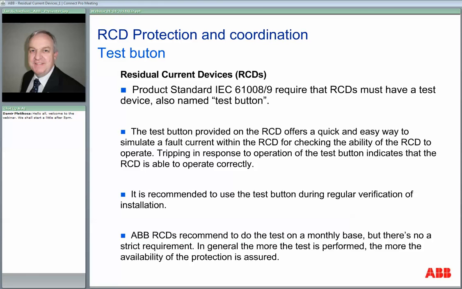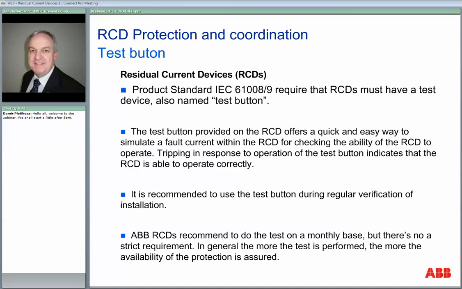With the test button that's used on RCDs, it is a requirement of the standards that RCDs have a test button, or a testing device, which is known as a test button. This test button allows you to check that the device is going to operate correctly, and there are recommendations about the frequency of operation of the test button.